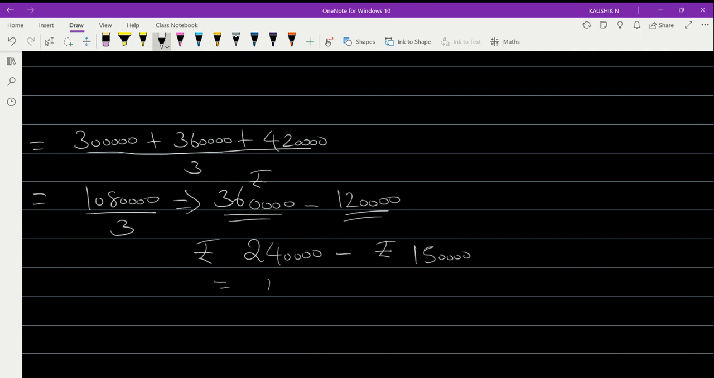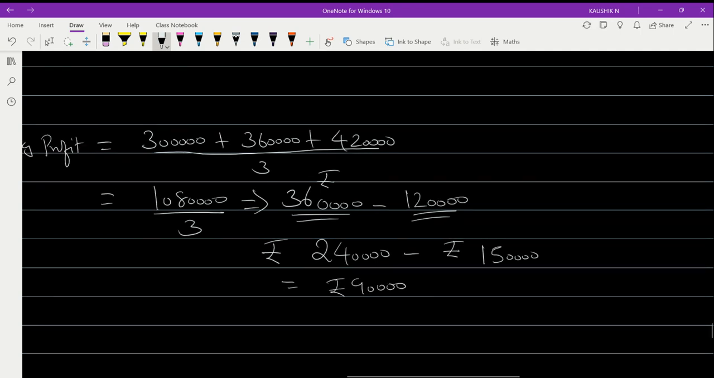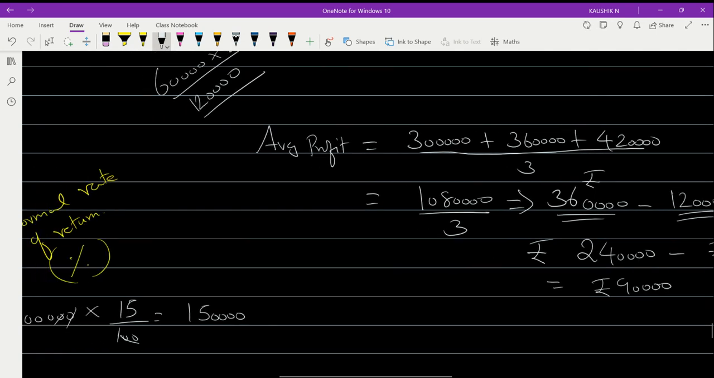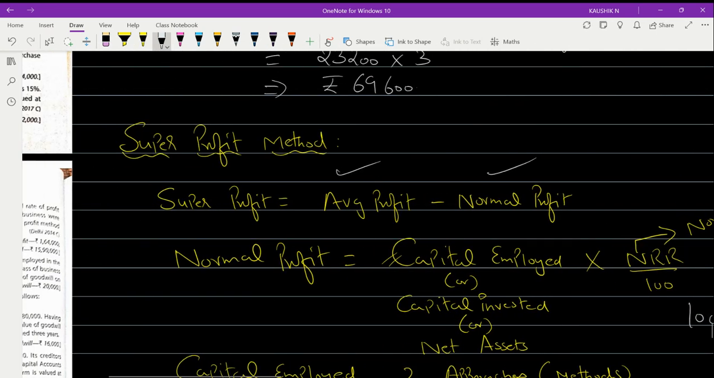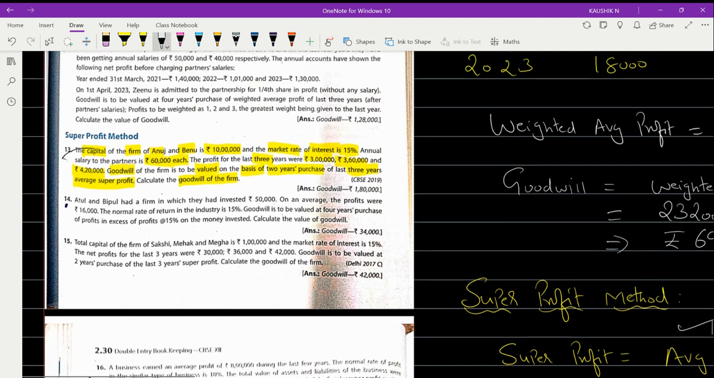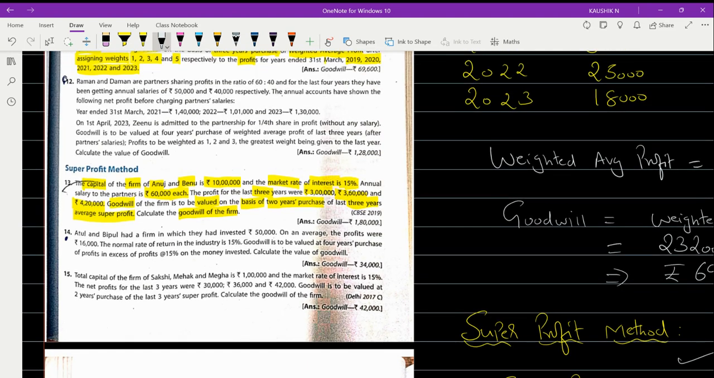Difference between these two will be rupees 90,000. So this 90,000 is nothing but my super profit. Just let us take it up. What is the next one?